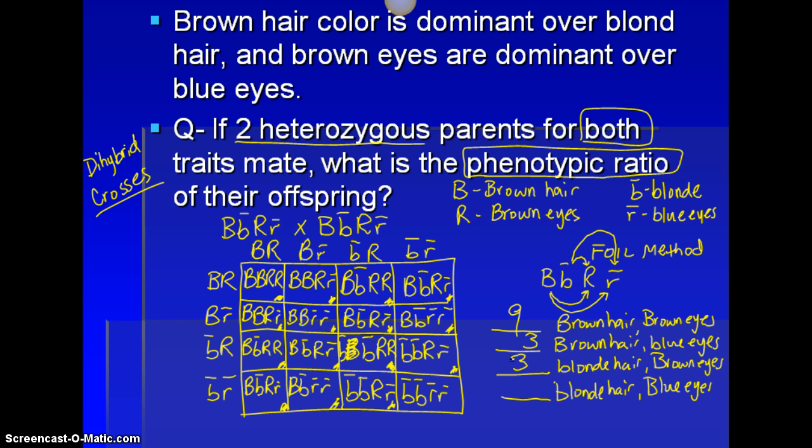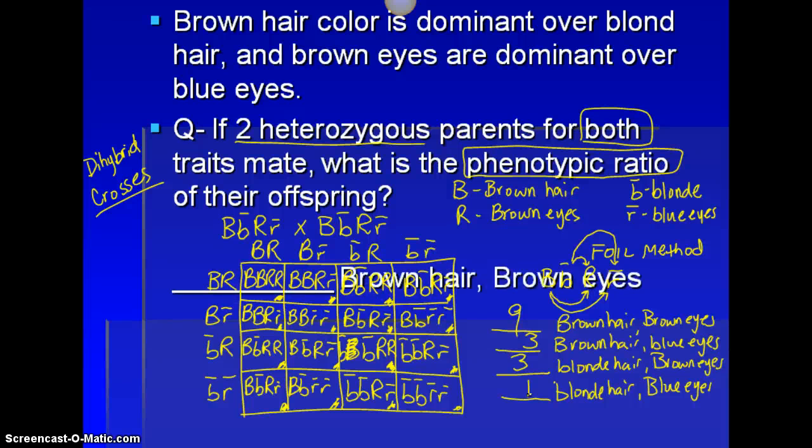And then any of them that are all recessive. Blonde hair being 2 little b's and blue eyes being 2 little r's. And so there's 1 left here. So it's a 9 to 3 to 3 to 1 ratio. Now again, you would only need to do the phenotype ratio on these. You don't need to do the genotype ratio when you're doing dihybrid crosses.